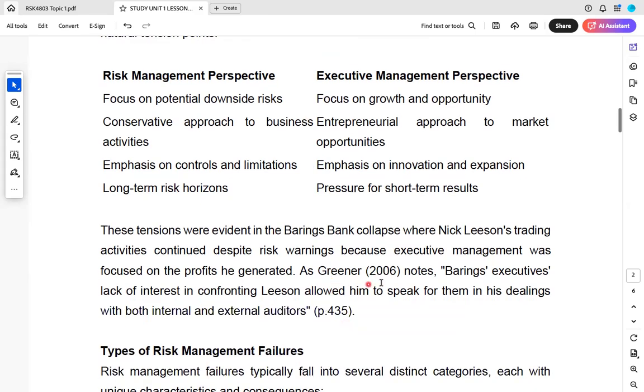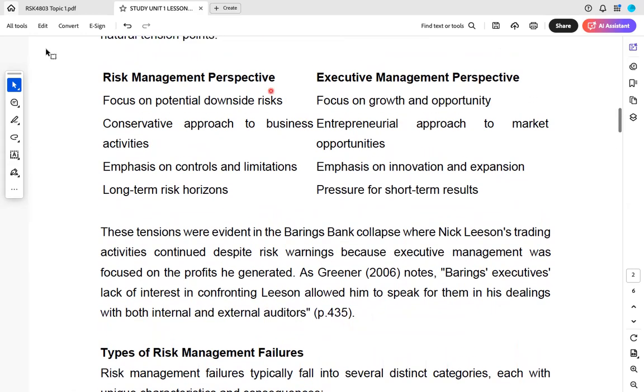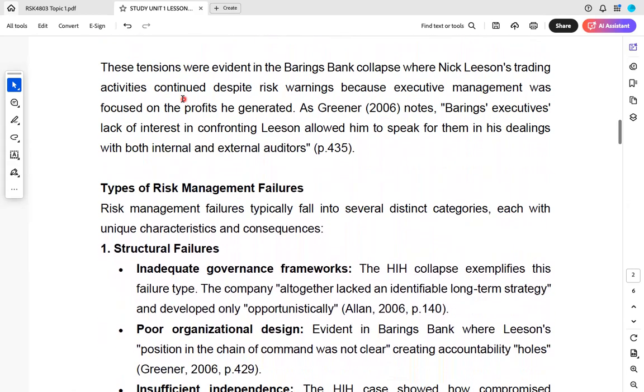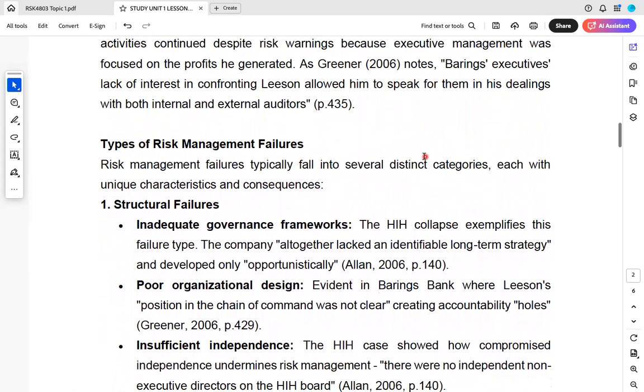And Greener actually notes in the article on Barings Bank that Barings executives' lack of interest in confronting Leeson, their lack of interest in the risk management perspective, allowed him to speak for them in his dealings with both internal and external auditors. So there was an emphasis on the executive management perspective rather than the risk management perspective, which also led to that significant failure in Barings Bank. It's quite interesting.